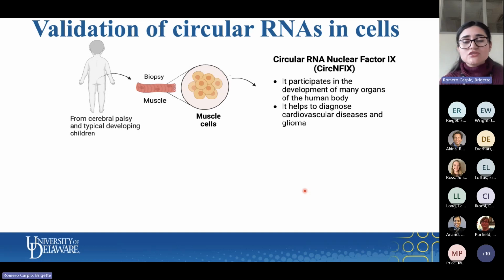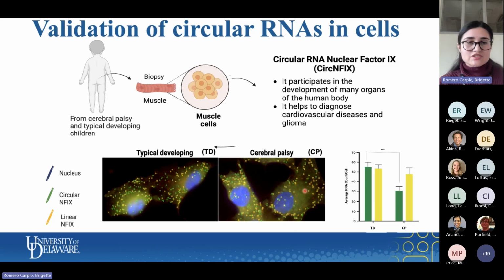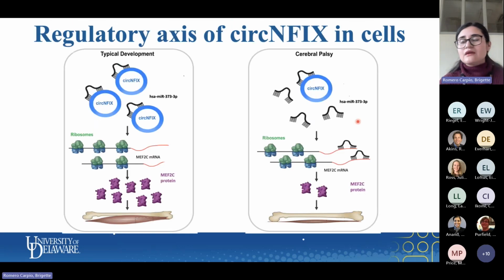But since the function of circular RNAs depends on their localization, we need to know where they are located. And for that, we use the SearchFISH technique to visualize at high resolution the presence of this molecule. And we confirmed that the circular RNA is indeed downregulated in CP compared to typically developing. We found as well that this circular RNA is mostly cytoplasmic and could interact with some microRNAs. After bioinformatic and in vitro studies, we found that this circular RNA interacts with microRNA 373.